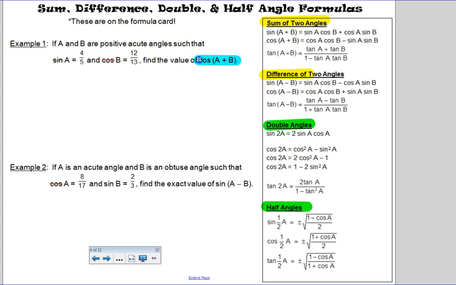All right, well, first we have to understand that we're dealing with the sum of two angles trig problem. So that means to go to your formula card. And you go to your formula card, you find that formula, and then you're going to use that in its place.